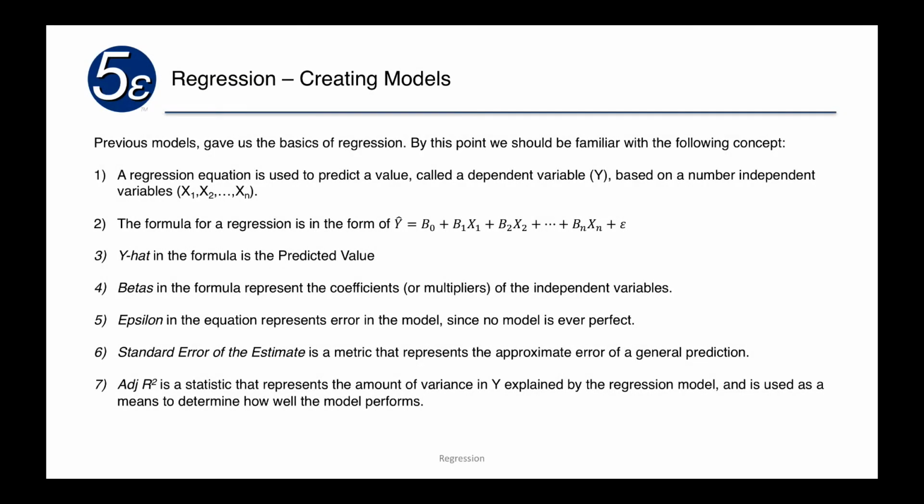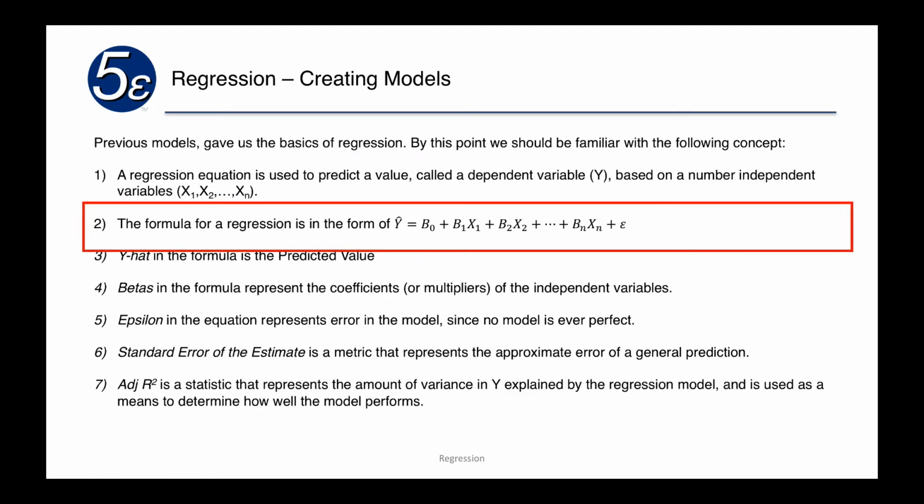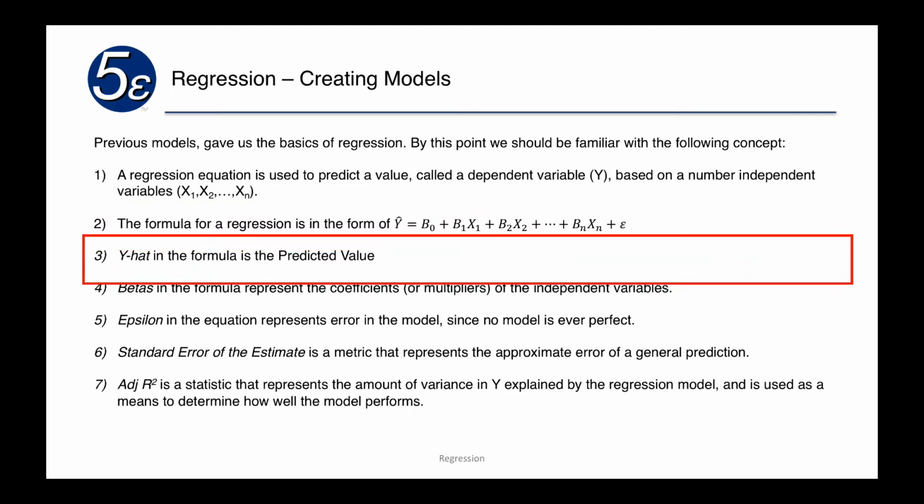So previous models gave us the basics of regression. By this point, we should be familiar with the following concepts. That a regression equation is used to predict a value, called the dependent value, based on a number of independent variables. That the formula for the regression is going to be the form of y hat, which is the predicted value, equals beta 0 plus beta 1 x1 plus beta 2 times x2 plus all the way beta n xn plus some error. Y hat in the formula is the predicted value.